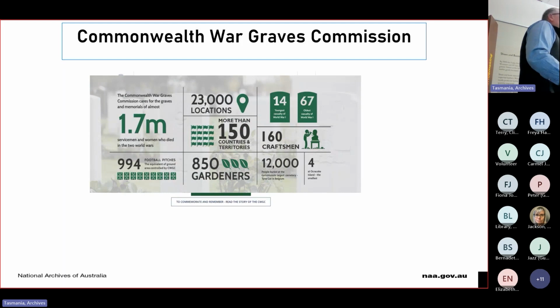So there's a few facts and figures about the Commonwealth War Graves Commission. The Commonwealth Government looks after the grave sites and cemeteries and maintains them. And as you can see, it's quite a large undertaking.